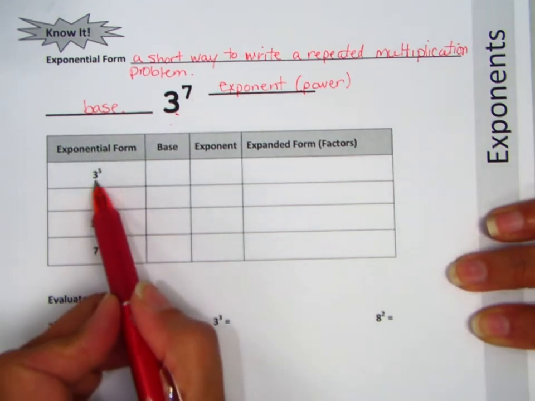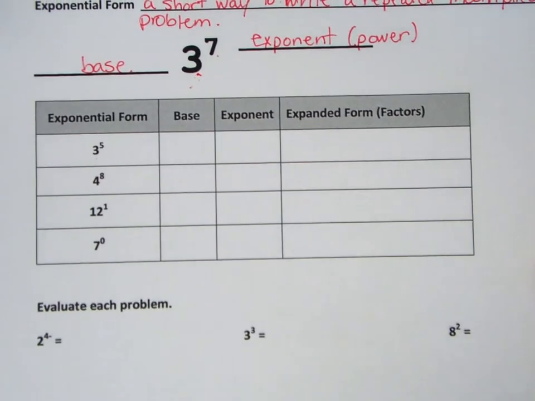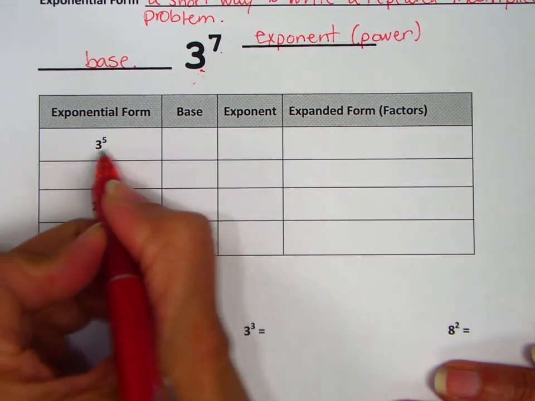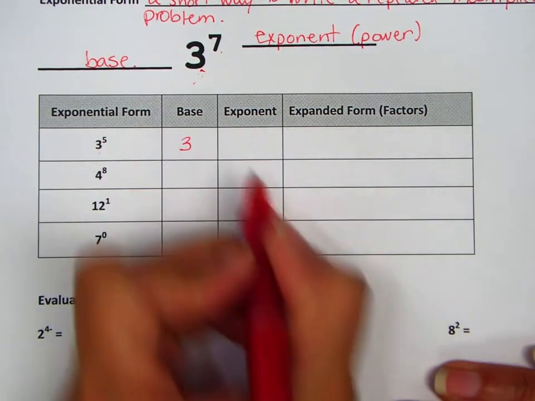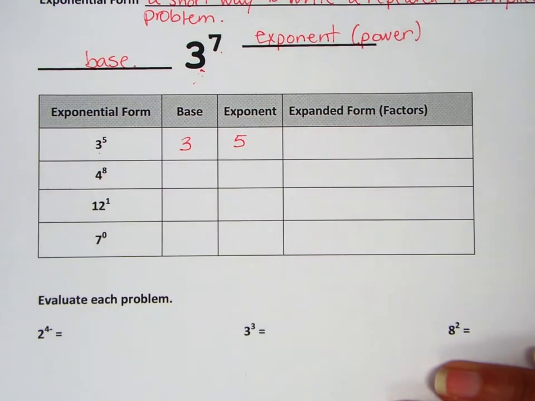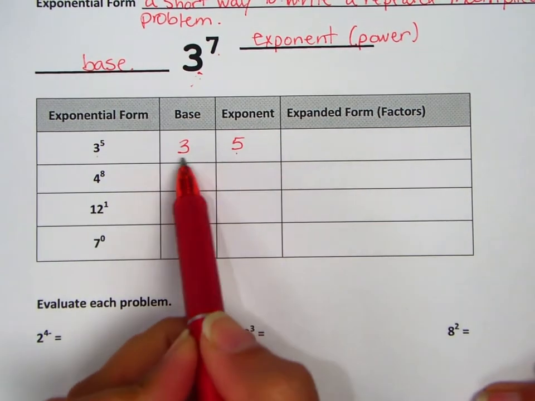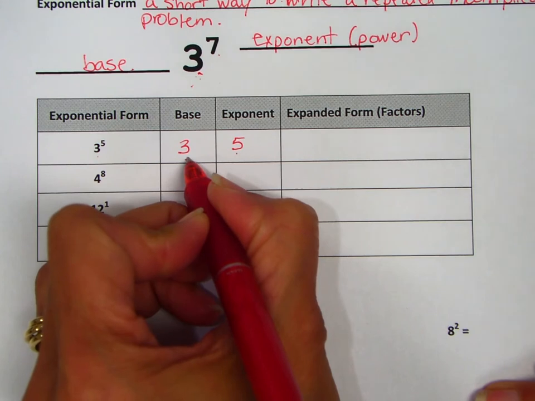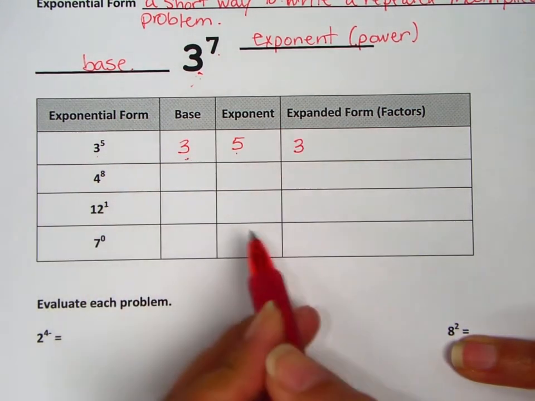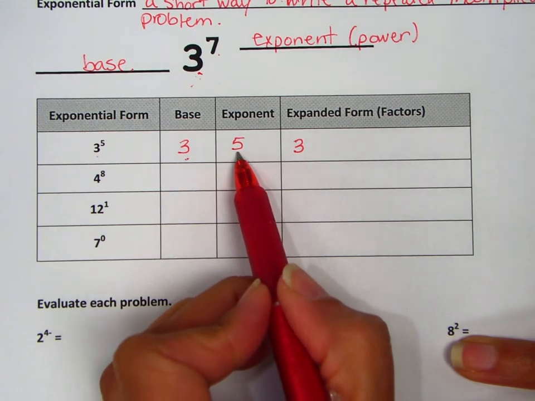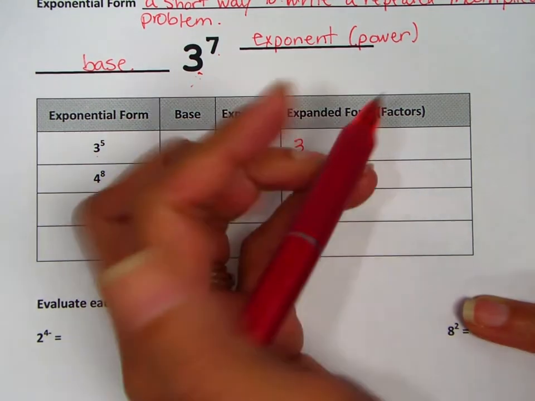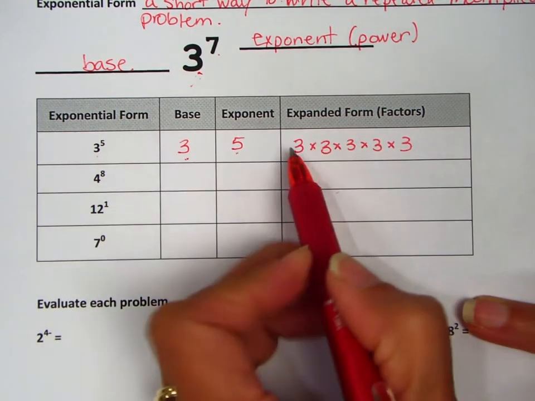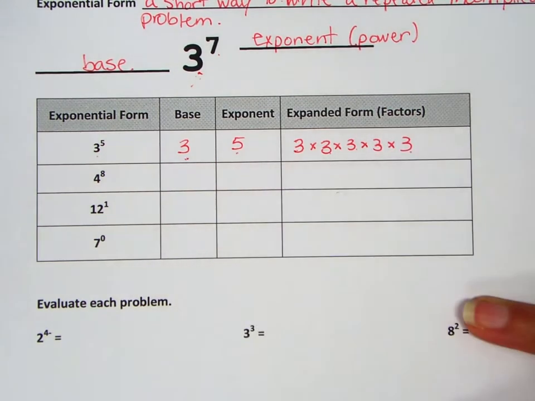So we have exponential form of 3 to the 5th power. And we know from above that the base is going to be 3. And the exponent is the number above it, and that's 5. The exponent gives the 3 power. That's why it's called a power. And we're going to power it up as a multiplication problem. We are going to create a multiplication problem by multiplying 3 five times. 3 times 3 times 3 times 3 times 3. 1, 2, 3, 4, 5.